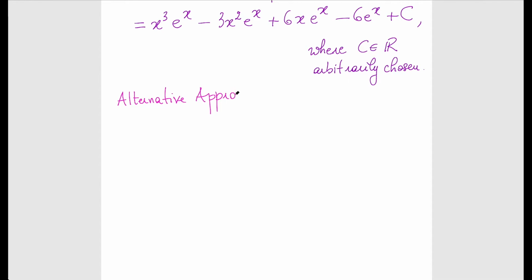It's not an alternative approach. It's an alternative way of writing the process. Okay. All right. I'm gonna put quotation here. So we had J equals primitive of x cubed e^x. This is the tabular method. So the tabular method.